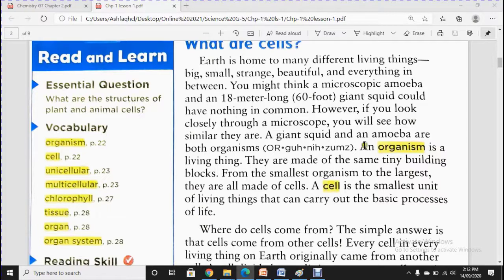What is an organism? An organism is a living thing. Any living thing that includes maybe animals or plants. They are made of the same tiny building blocks, just like the wall of a house or the wall of a building that is made up of bricks or blocks. In the same way, organisms are made up of small building blocks. From the smallest organism to the largest, they are all made of cells. So now here we know that the organism is a living thing that is made up of cells.